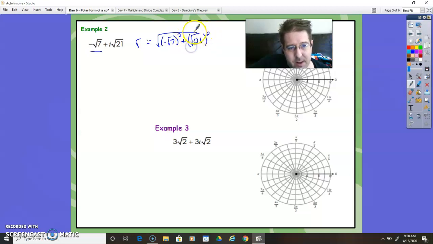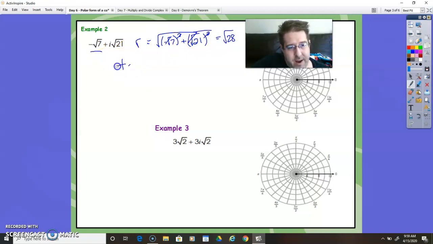Now, this might look more complicated, but it isn't, because anytime you do square root and square something, they just cancel each other out. And a negative times a negative is also a positive, so really this just becomes 7. And this 21 cancels out to just 21. So then you've got square root of 7 plus 21, which is square root of 28.